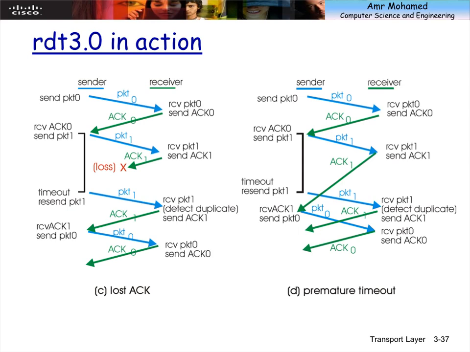Is receiving packet 0 state. So packet 1 arrived, so the receiver will delete the duplicate, okay? And it will send acknowledgement. For what? For what it has received correctly. The receiver always sends acknowledgement for the last packet that it has received correctly. Okay?